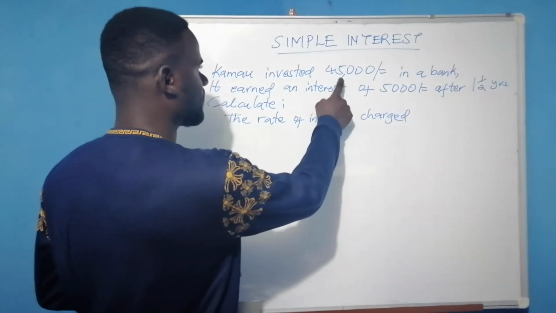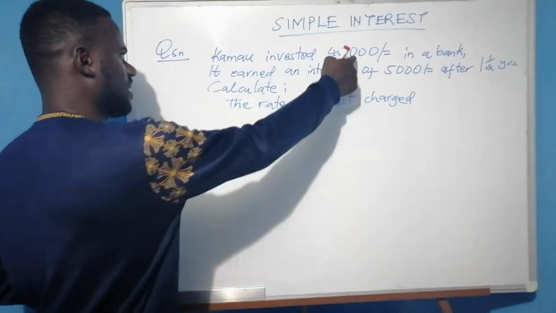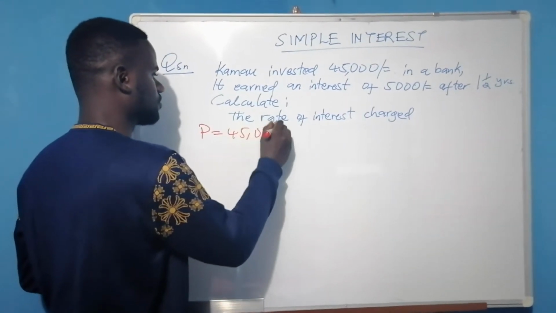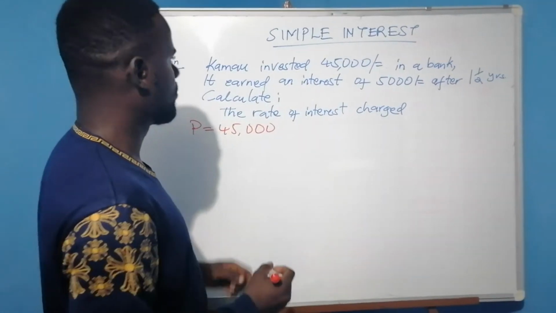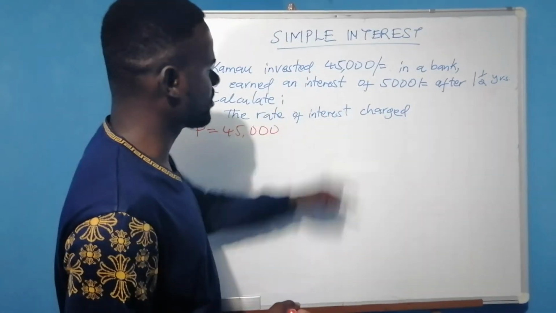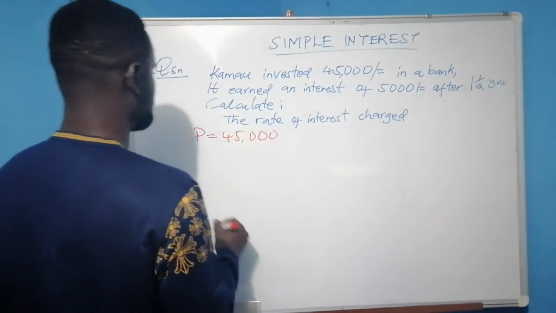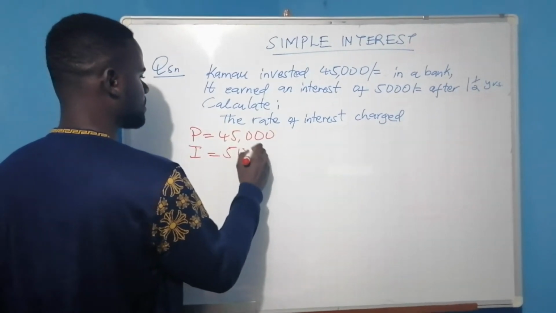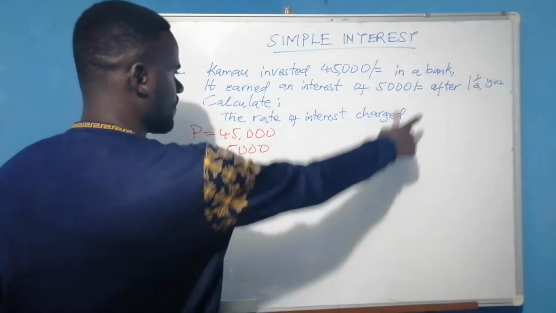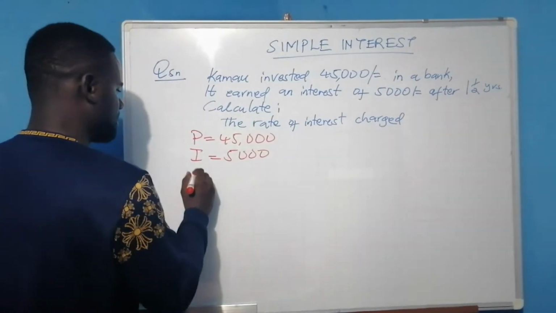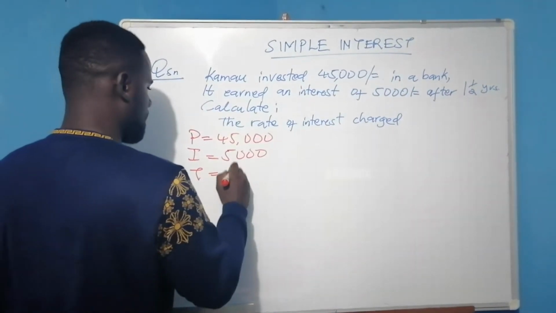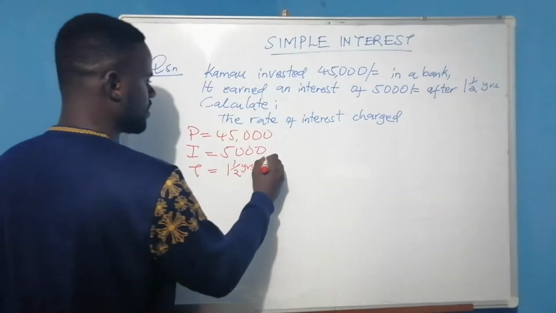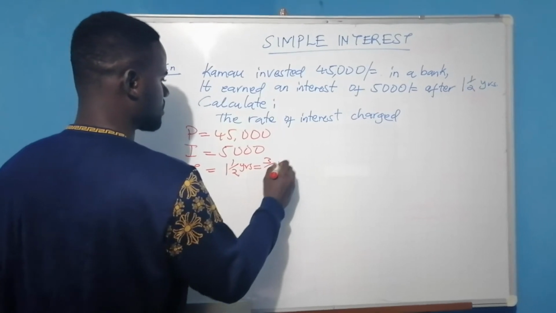Kamau invested 45,000 shillings in a bank. Therefore, 45,000 will be our principal. Now, the 45,000 earned an interest of 5,000 shillings. Therefore, 5,000 shillings will be our interest. The period of that interest is 1.5 years. We can also write it in improper fraction to be 3/2 years.